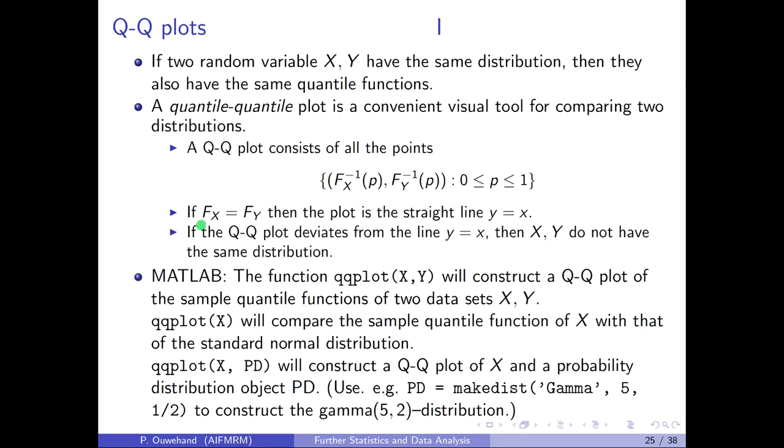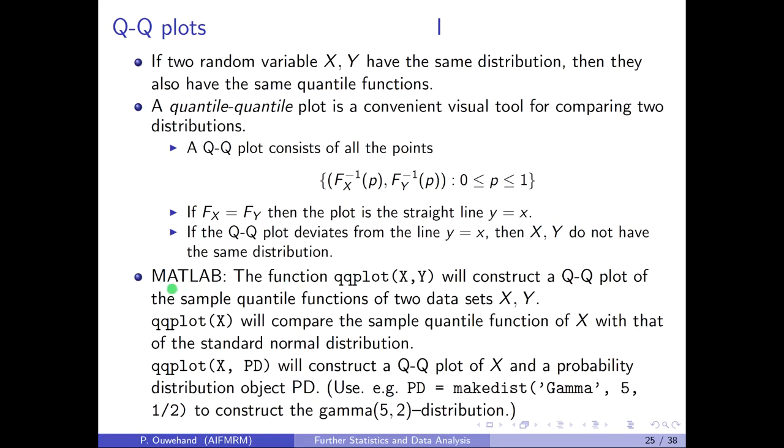If X and Y have the same distribution, in other words they have the same CDFs, then they will have the same quantile functions, in which case this point will be equal to that point, in other words the x-coordinate will be equal to the y-coordinate, and so the plot will lie on the straight line y equals x. If the QQ plot deviates from the line y equals x, then X and Y do not have the same distribution.